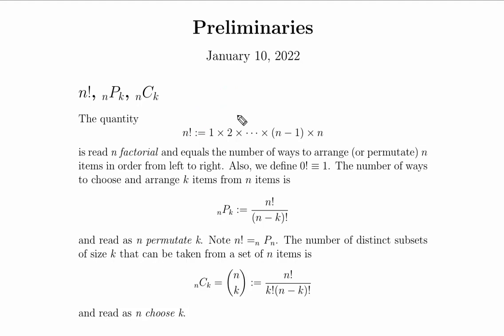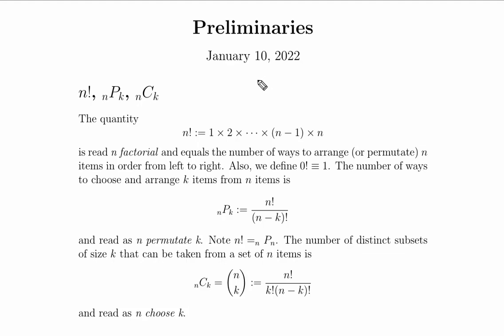N factorial is defined to be the product of the first n strictly positive integers. Okay, so for example, 5 factorial equals 5 times 4, which is 20, times 3, which is 60, times 2, which is 120, times 1, which is 120, okay? And it turns out n factorial is exactly the same as the number of ways to arrange n items in order from left to right.